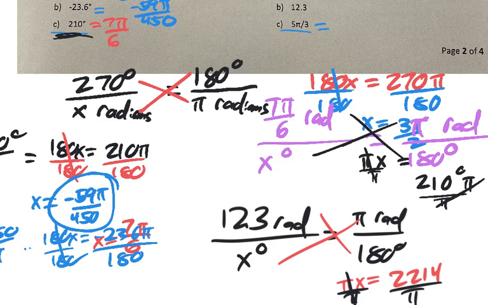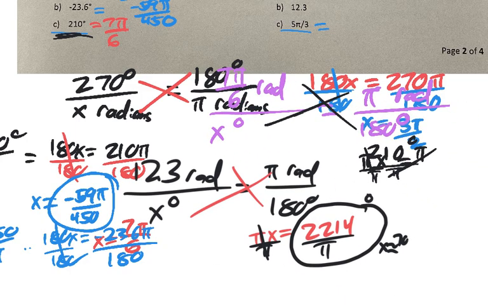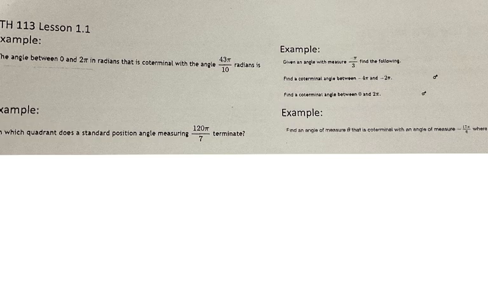So I could just leave it like this, actually. It would be 2,214 over pi degrees. If you wanted to get the decimal, you would get approximately, so it's about 704.76 degrees. So now, this is coterminal again.